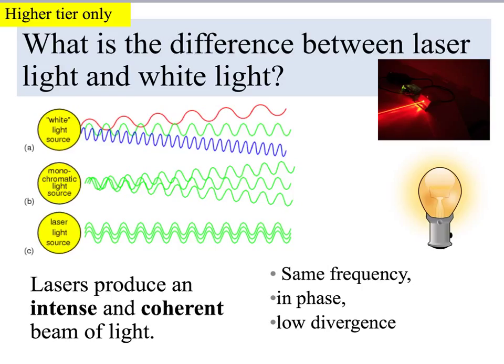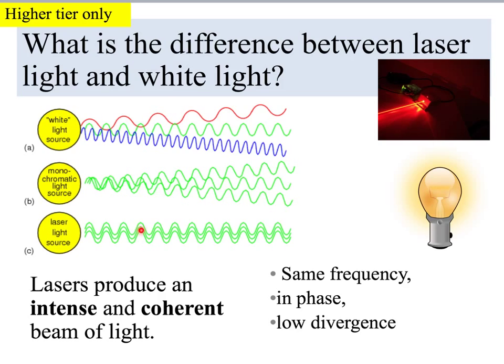Okay, so this slide is talking about the properties of laser light, and it's for higher tier students. Well, first of all, if we compare laser light to white light, we can look at these two diagrams here. This is an example of a white light source, and we can see that it produces light of different frequencies, so different colours, and that the light travels out from the source in all directions. By contrast, we've got a diagram showing light from a laser light source at the bottom here. The light is travelling in the same direction.